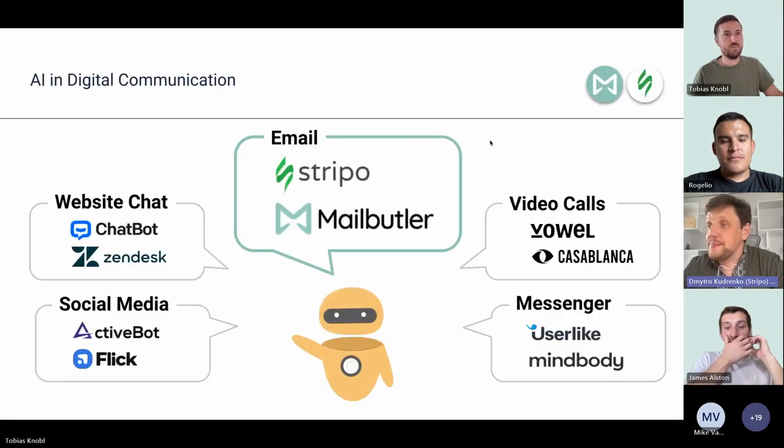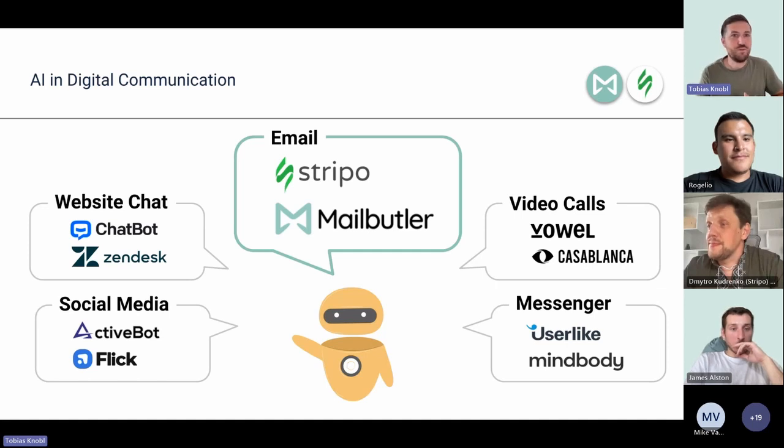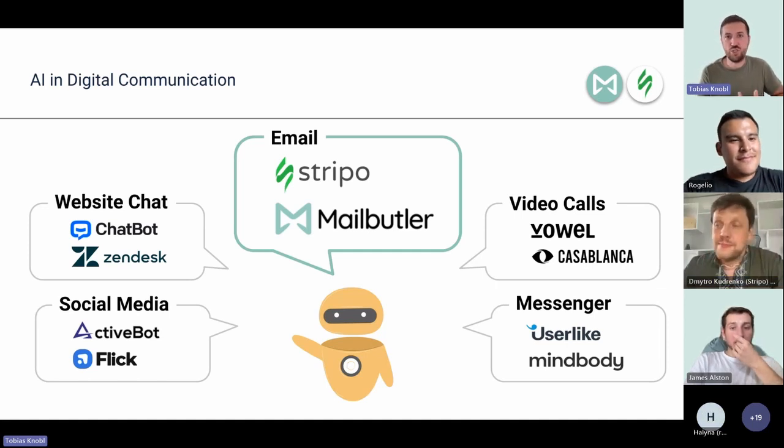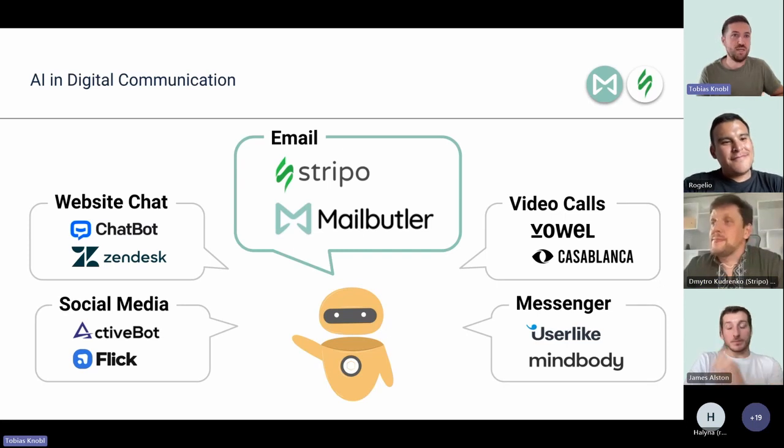So let's go. Yeah, thanks a lot, Dmitry, for the very interesting introduction into generative AI and its possibilities for marketing communication. I'm Tobias, the CEO and co-founder of Mailbutler. I will quickly show you the landscape of digital communication, because as Dmitry already said, we are focusing on email. As we all know, there are many different communication channels. Customers can get in touch with you via social media channels, website chat, email, they can call you, or they can use messenger apps. So as you see, there are many different ways.